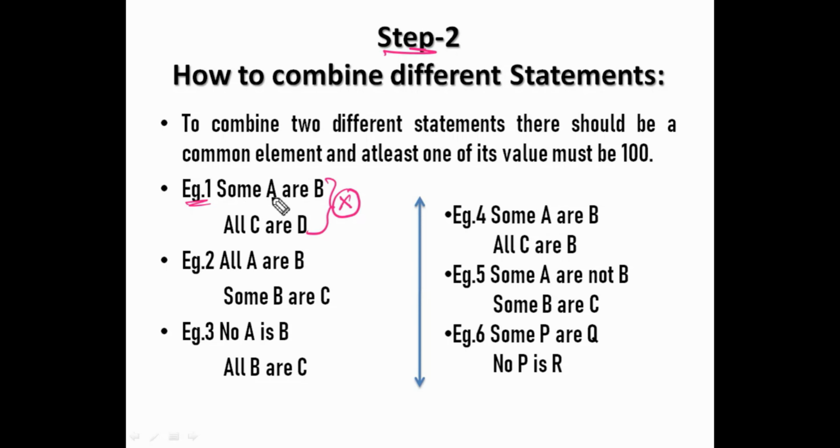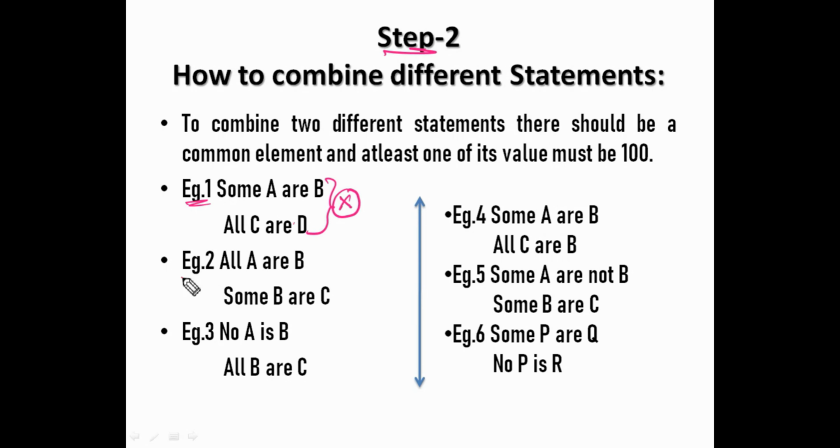So statement A consists of A and B. Second statement consists of C and D. There is no common element. If there is no common element, there will be no combination of these two statements. Right. So how to combine different statements is there should be at least one common element.